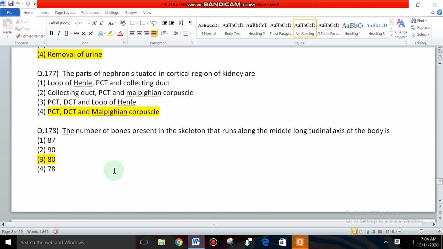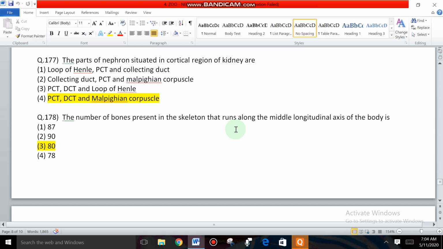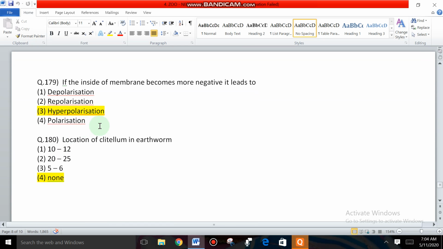The number of bones present in the skeleton that runs along the middle longitudinal axis of the body is nothing but the axial skeleton. How many? 80 bones. Appendicular skeleton, 126 bones.